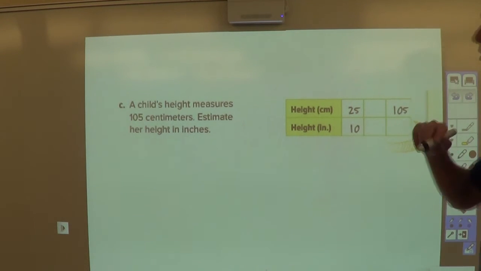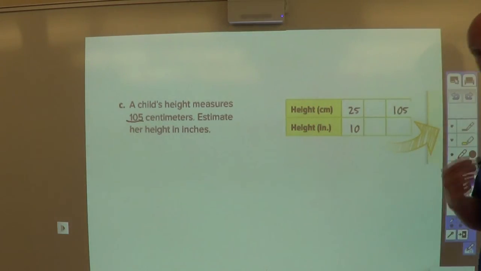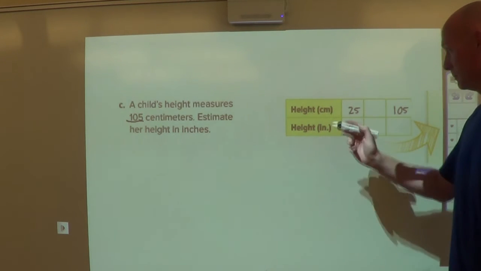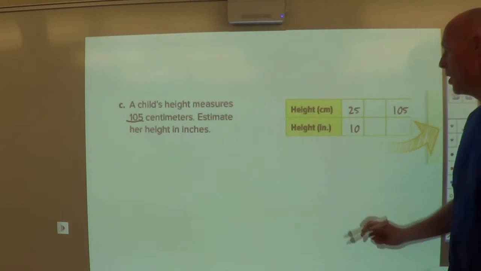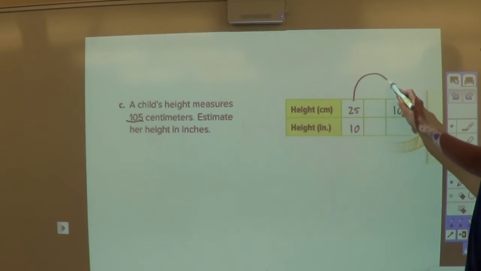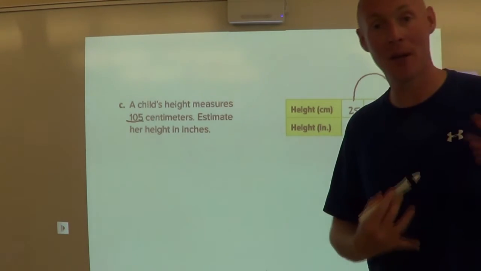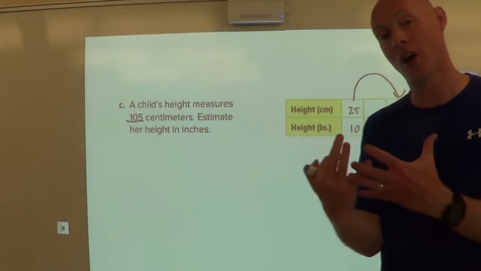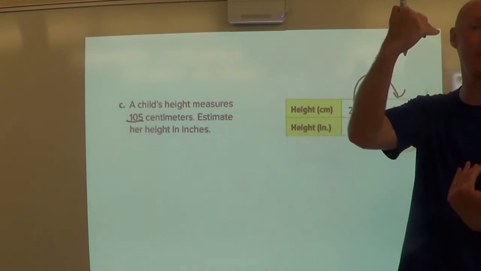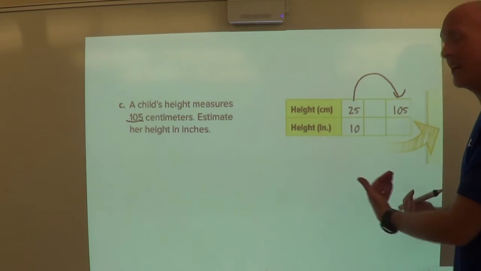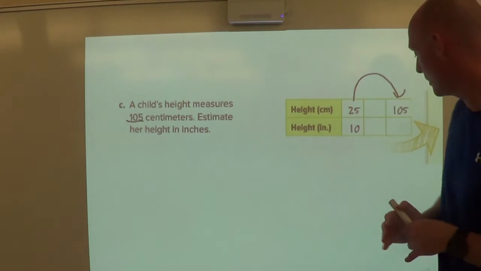Okay. A child's height measures 105 centimeters. Estimate her height in inches. So, height in centimeters is 25, height in inches is 10. We have to get from 25 to 105. There's no way you can multiply 25 to get to exactly 105. So we have to do some scaling. Are we going to bring our number up, or are we going to bring our number down? A lot of times it's easier to bring the number down. In fact, that's what I'm going to try here.